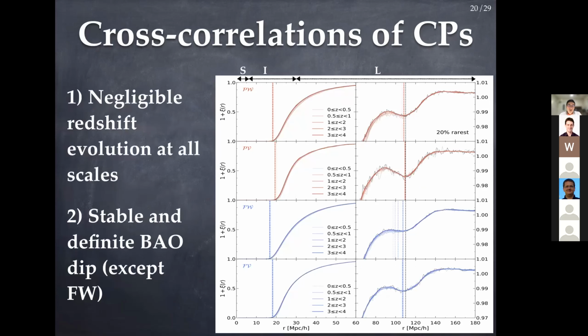Now, if we move on to the first type of cross correlations, we are very sure that we see negligible redshift evolution at all scales. And also we see a very stable BAO position as a function of time, except for the filament-wall cases.